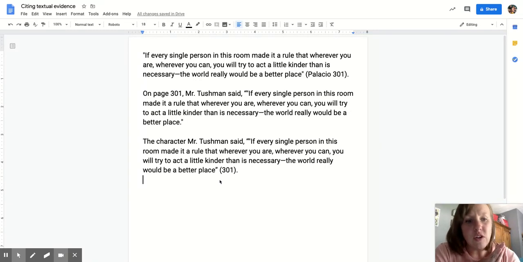Okay, so there's a couple different ways to cite evidence, but you need to make sure that you cite it properly. Those quotation marks are critical. Page and paragraph numbers are critical. Giving credit to who said it is super important, so that way you don't plagiarize. You don't want to take credit for somebody else's work that's not yours.